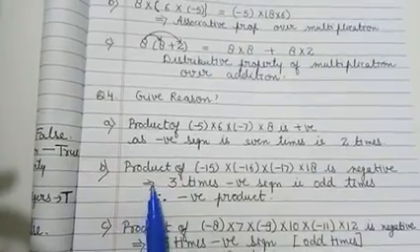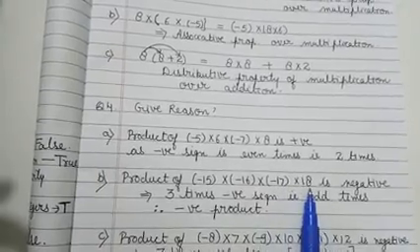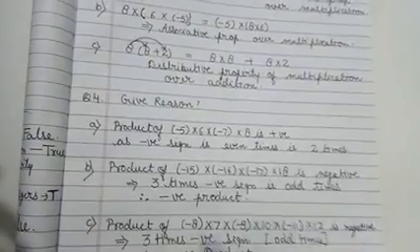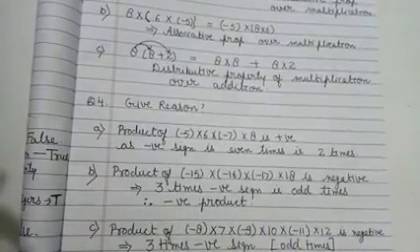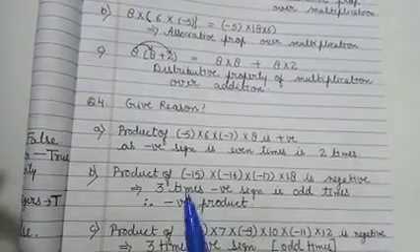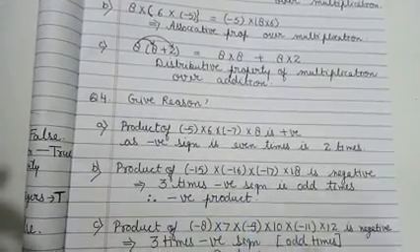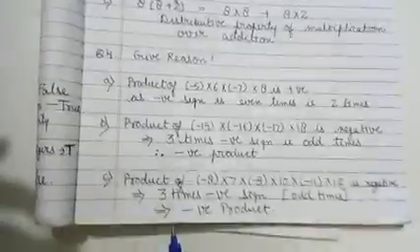Now the next is product of -15 into -16 into -17 into 18 is negative. Surely it will come negative because the negative sign comes 3 times, that is odd times, means जो negative sign है वो कितनी बार है आपका, odd number of times. 3 is an odd number, so आपका product क्या आएगी, negative product. यही तो rule है.